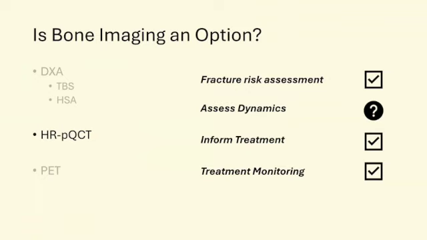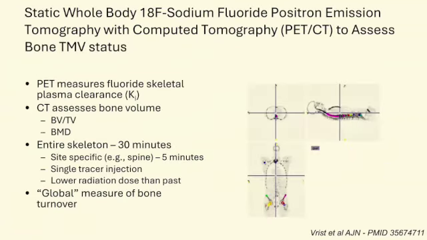So in terms of HRpQCT, it can give you fracture risk assessment. It can inform treatment. It can give you treatment monitoring. And I think it can give you dynamics too. So this may be like the single biomarker that we can develop. Okay, so how about PET imaging?